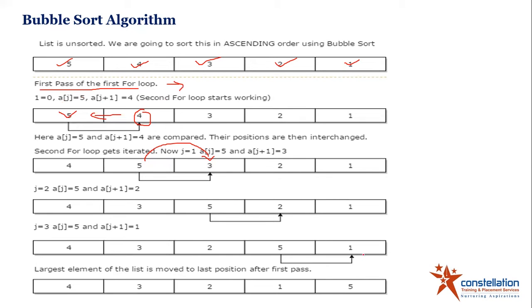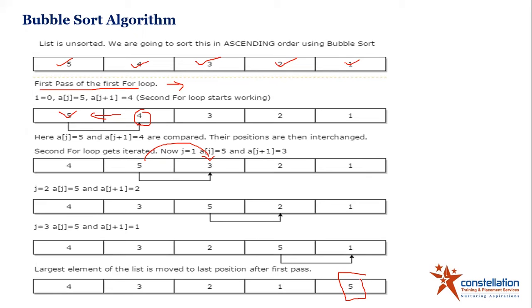So like this, the first pass continues, and then we get the heavier element at the end. And this is what is supposed to happen also, right? Because if you are arranged in ascending order, 5 is supposed to go at the end, right? So this is what happens in the bubble sort algorithm. In the first pass, the highest value element will go at its proper position.